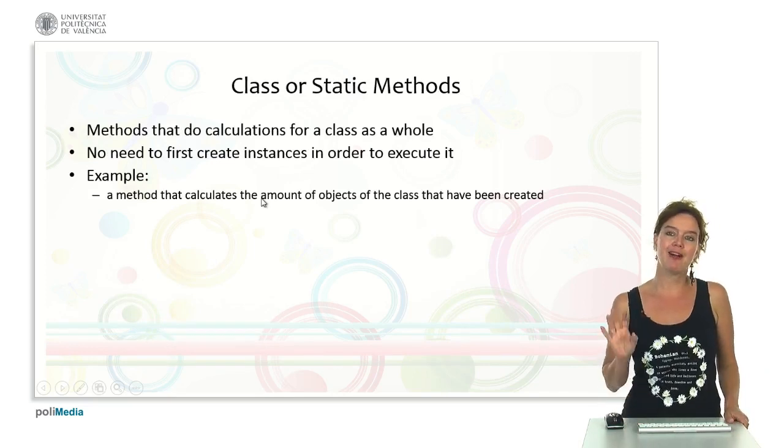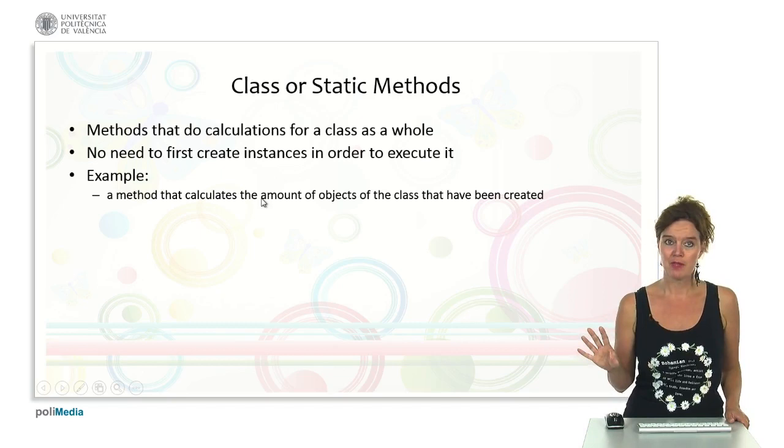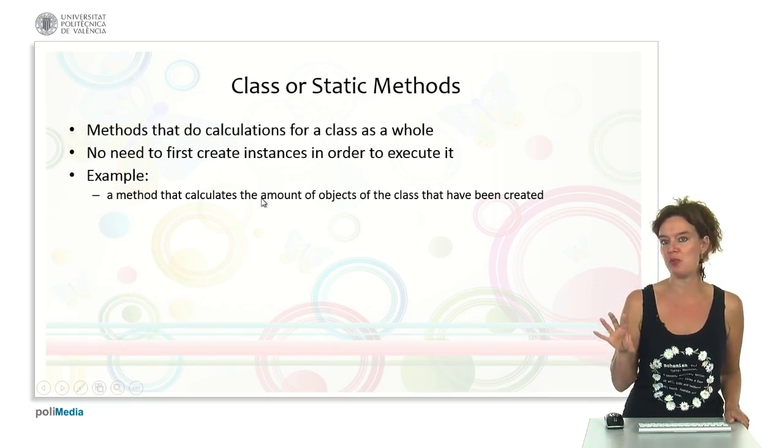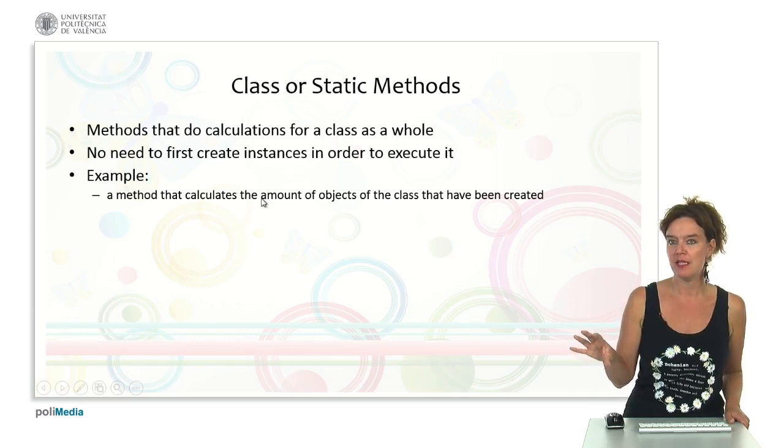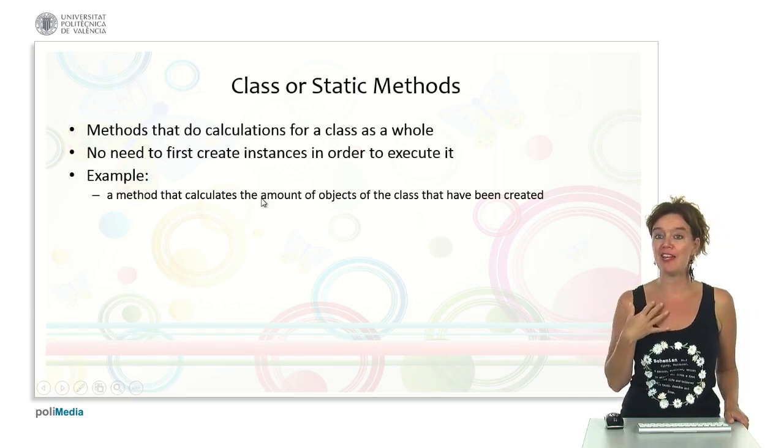The final type of methods are class or static methods. These are methods that are defined at a class level. These methods do calculations for a class as a whole, and they don't need object instantiations to do it. They don't depend on a specific state of an object. They depend on information we have in the class.